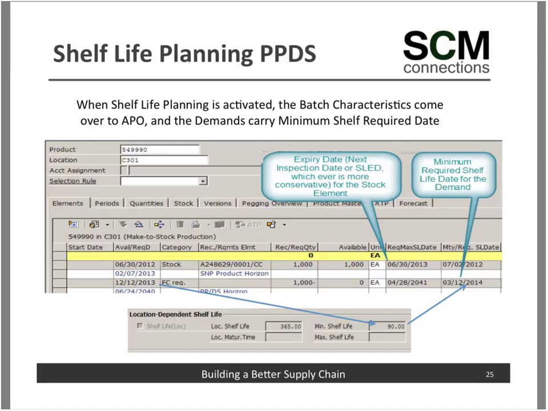So if you look at this, we're saying here, we need a date that cannot expire for this forecast before 3/12/14. And if you look at that minimum date compared to the stock, the expiry date of the stock is 6/30/2013. So that stock, even though it's in inventory, is not available to fulfill that forecast based on the shelf life heuristic. All right?